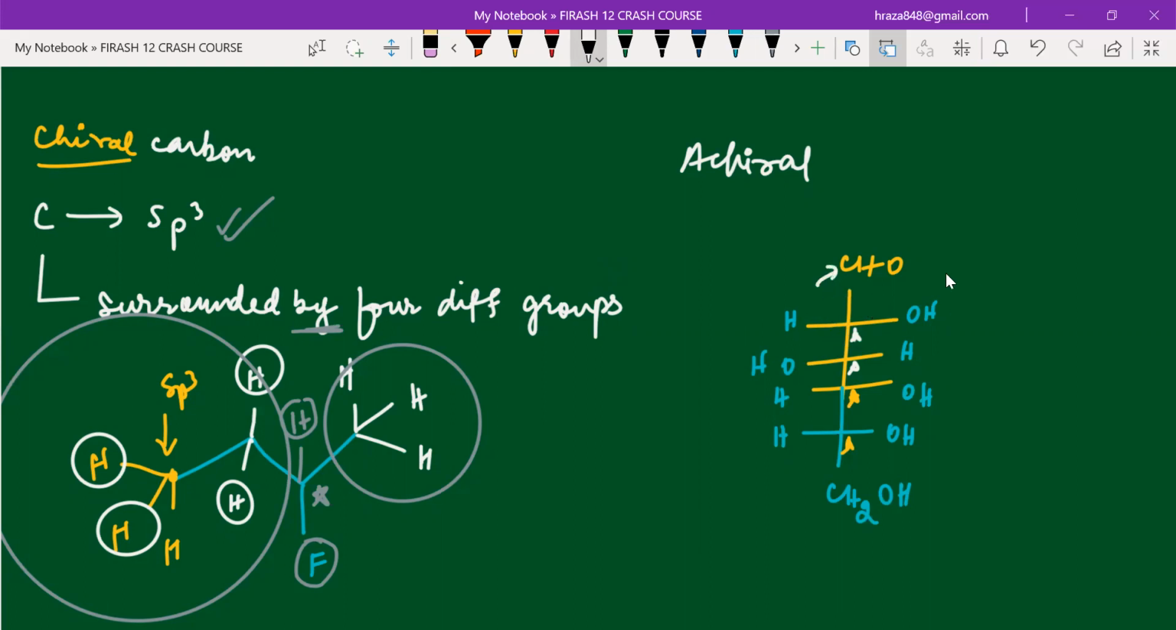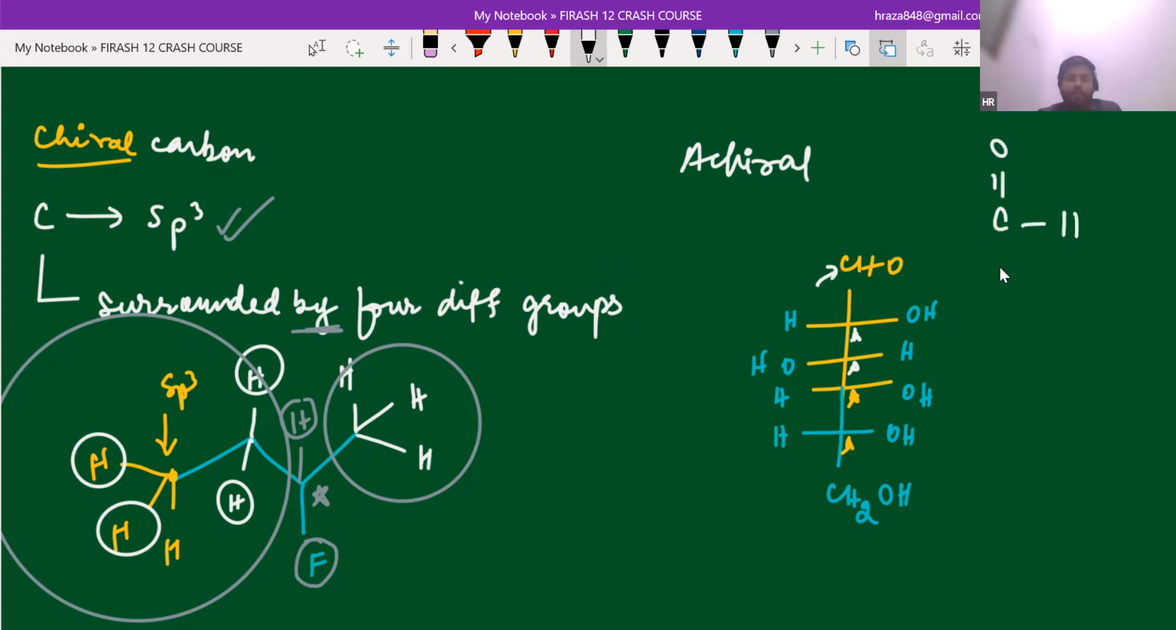Yeah. So basically, it is not chiral because there is CHO, which is sp2 hybridization. Not the reason that you have said. Are you getting my point? Yeah. Right, so it is sp2. Can you tell me why it is not chiral?